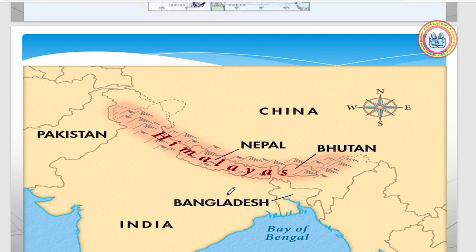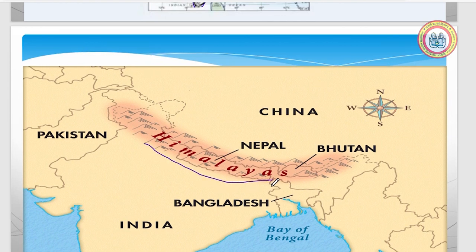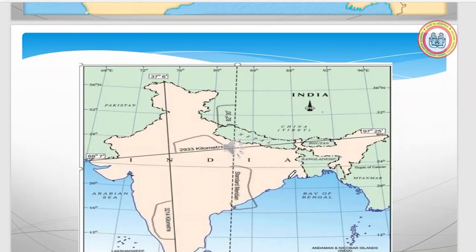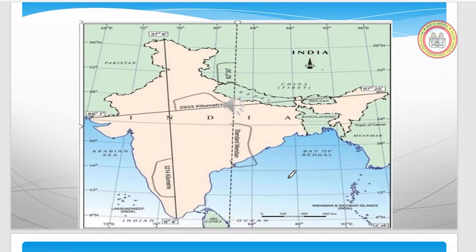India is bounded by the Young Fold Mountains. Young Fold Mountains means Himalayas. These Himalayas are lying in the northwest, north and northeast direction of our country. The latitudinal extent influences the duration of the day and night as one moves from south to north.